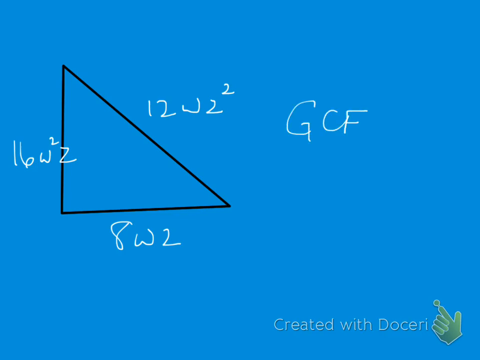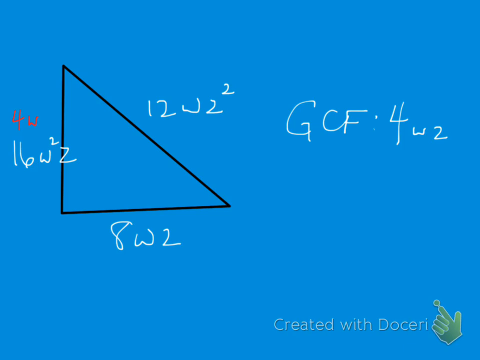So the GCF, I heard 4 go out real quick. It's got to be more than 4, right? 4WZ. Okay? Now let's verify that. Let's check our answer. 16 divided by 4 is 4. W squared divided by W is W. Z divided by Z is gone, right?